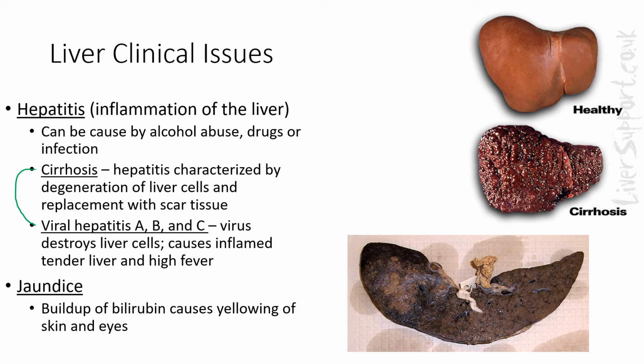Cirrhosis is going to be hepatitis characterized by degeneration of liver cells with the replacement of scar tissue, while viral hepatitis A, B, and C is going to be a virus that destroys liver cells and causes inflamed tender liver and high fevers. Jaundice is a condition where you have the buildup of bilirubin, so instead of going into the gallbladder, we have a buildup of it, which causes a yellowing of the skin and eyes.